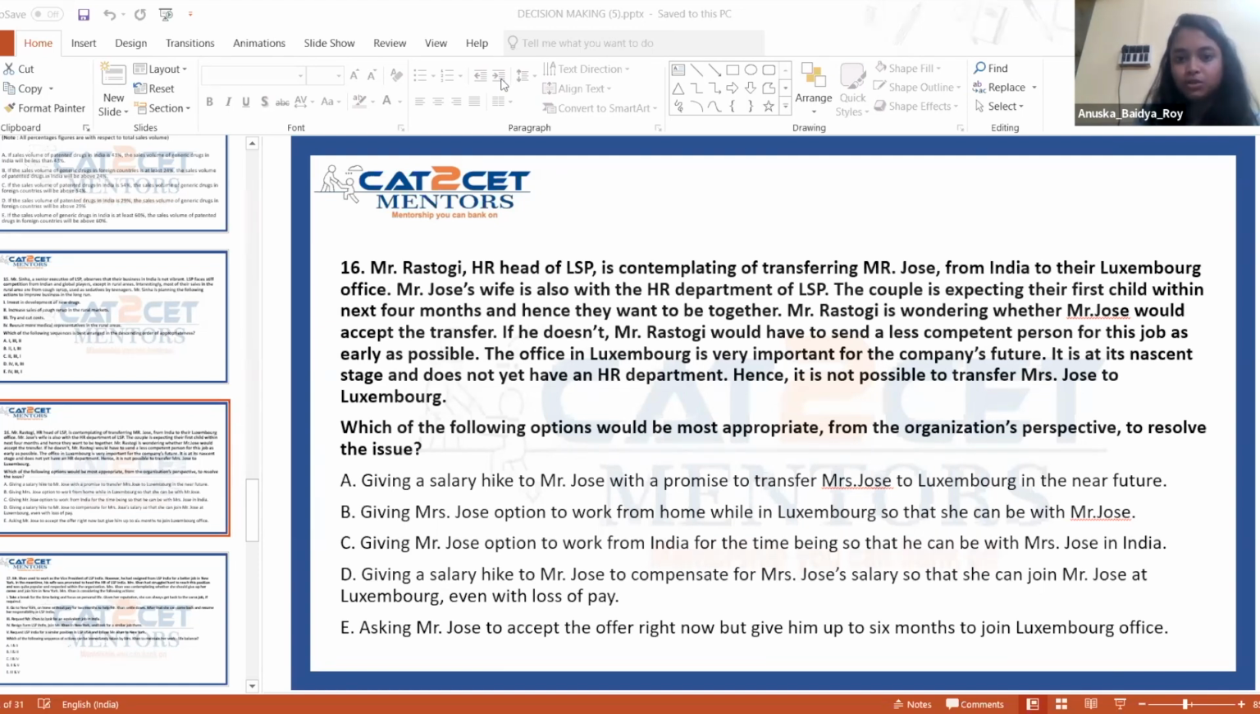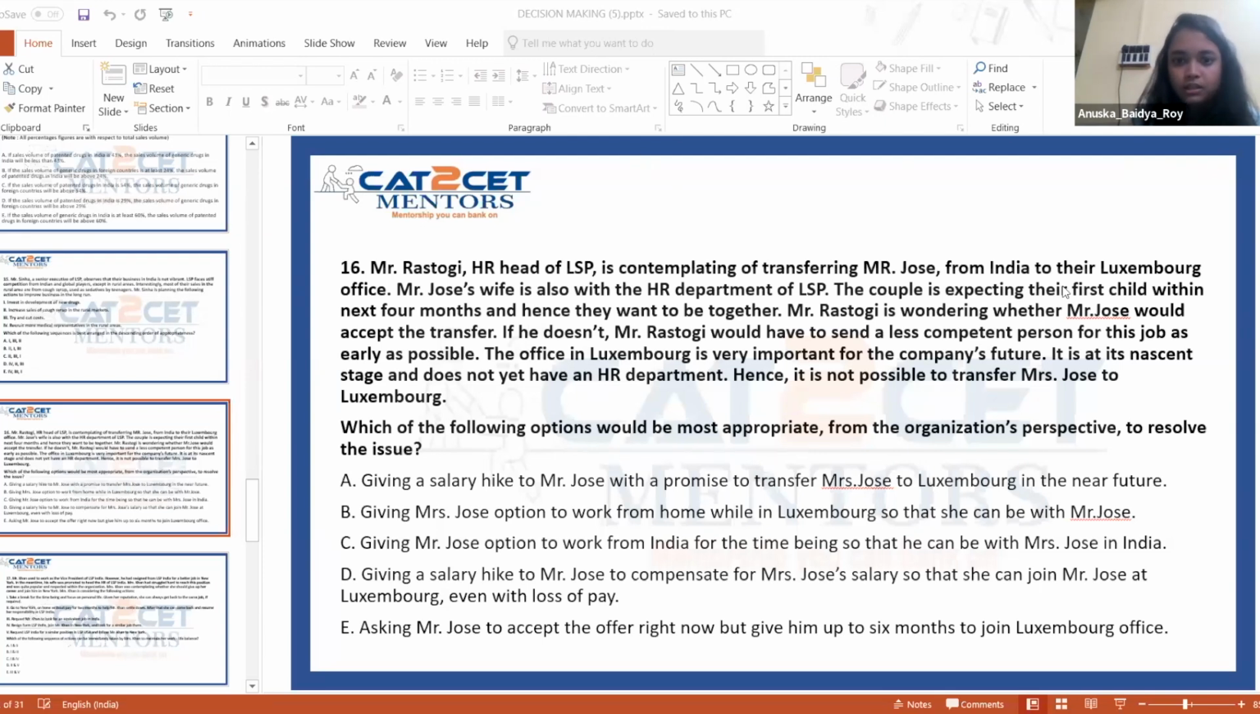Why will the wife accept this? She is an accomplished person. She will work. Okay? So she will not leave her work and go and sit there, right? She won't be doing that. E. Asking Mr. Jose to accept the offer right now, but give him up to 6 months to join Luxembourg office. Now what is the question?